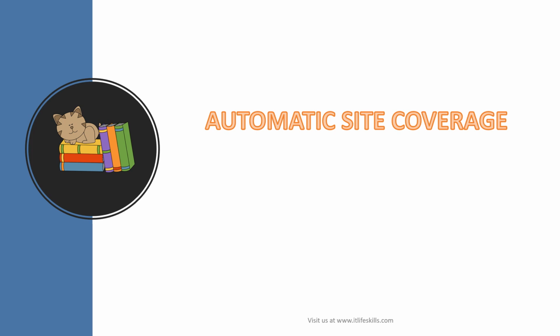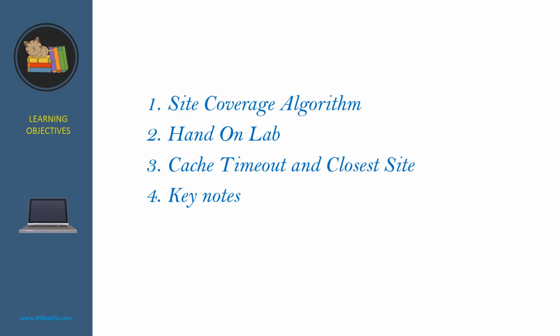In this lesson, we will learn about automatic site coverage. First of all, we will learn about the site coverage algorithm. Then we will perform a hands-on lab where we create a new empty site named VPN. In the VPN site, we do not put any domain controllers in it, and we will see which domain controller from which sites in the AD forest registers its service records in the VPN site.